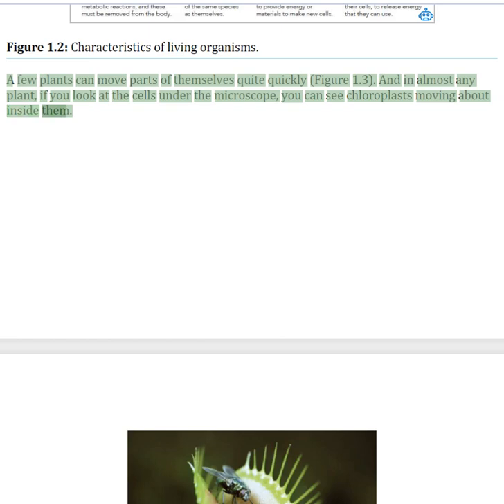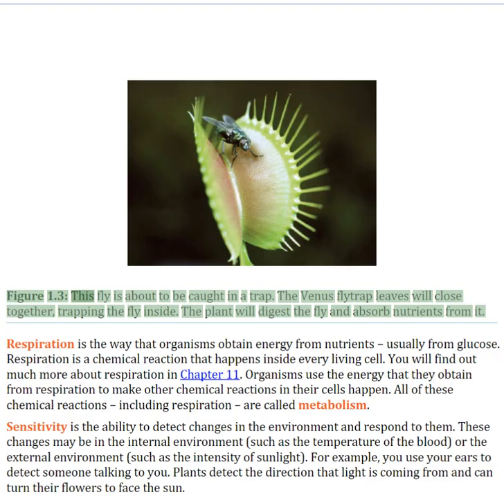Figure 1.3. This fly is about to be caught in a trap. The Venus flytrap leaves will close together, trapping the fly inside. The plant will digest the fly and absorb nutrients from it.